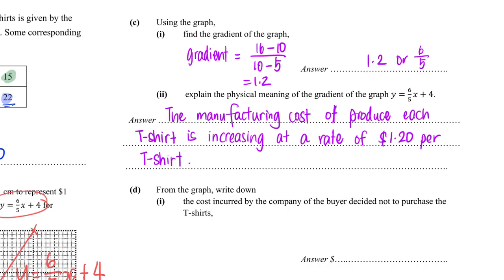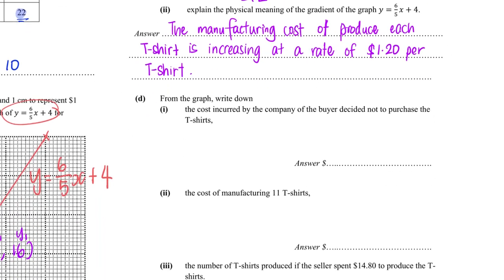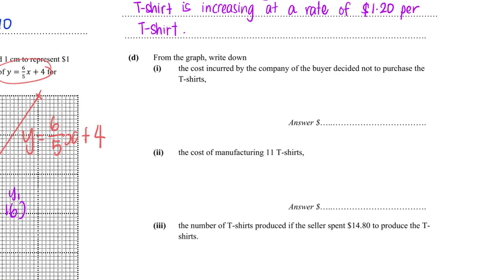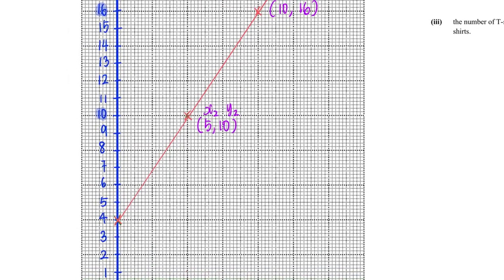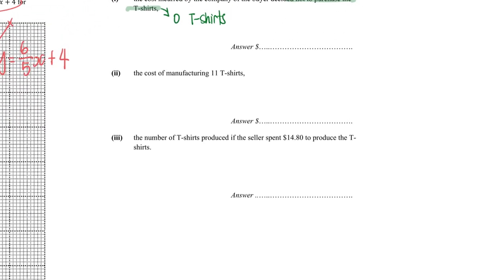From the graph, for part D, we will then need to find the following. The costs incurred by the company should they decide not to purchase the t-shirt. No t-shirt purchase, 0 t-shirts. So if I go back to this question, it happens at this particular point here where there are 0 t-shirts, and yet we have to pay $4. So $4.